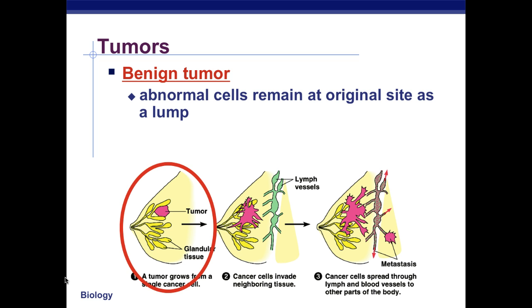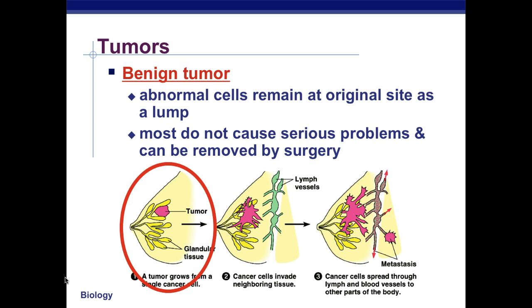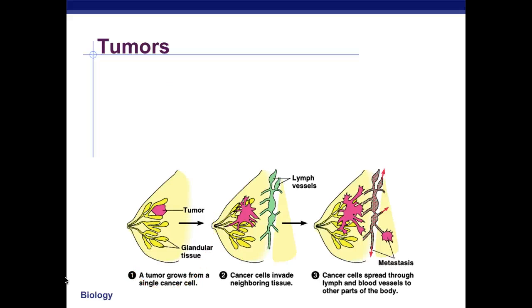So tumors, I mentioned before, there's something called a benign tumor. This is abnormal cells at an original site such as a lump. So in this case, you're looking at a mammary gland. Benign is a good thing. Most benign tumors do not cause serious problems and can be removed by surgery. So if it's a benign tumor, that just means the cells just kept growing but haven't led to any cancerous problematic issues and are concentrated in one area.